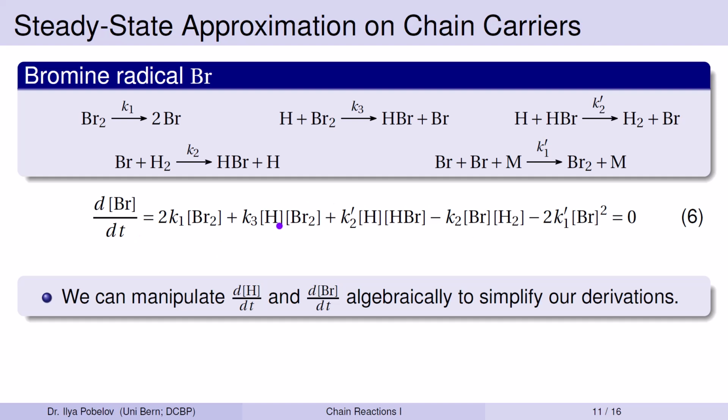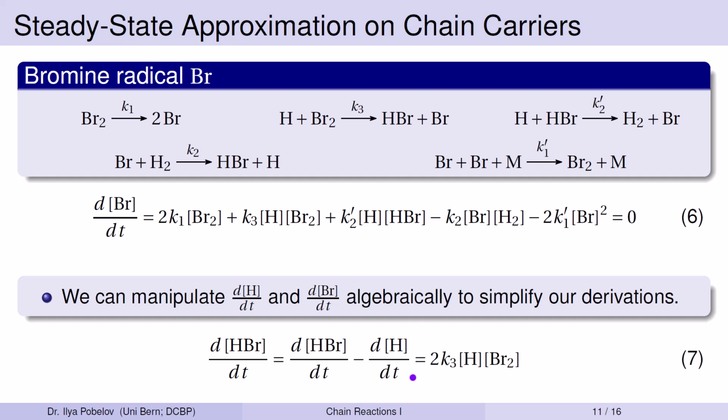Since the expressions for the time derivatives of the hydrogen and bromine radical concentrations sum to 0, we can manipulate them algebraically to simplify our derivations. First, we simplify the expression for the hydrogen bromide formation rate by subtracting the equation for the time derivative of the hydrogen radical concentration. The result is 2 times K3 times the concentration of hydrogen radicals times the concentration of bromine molecules.